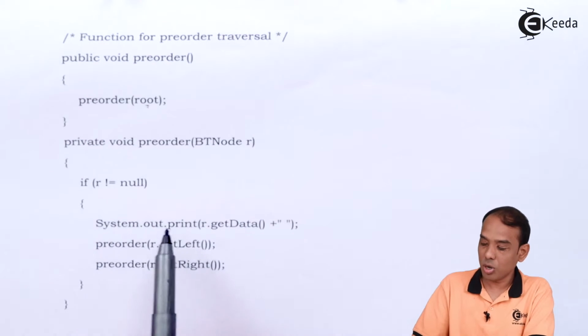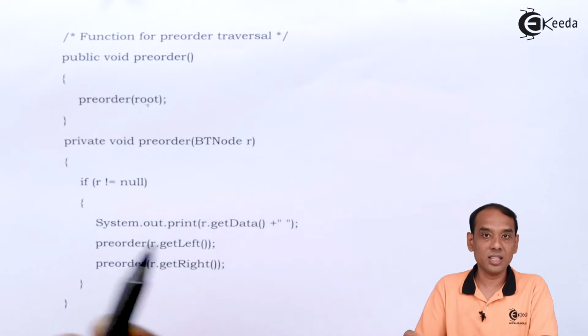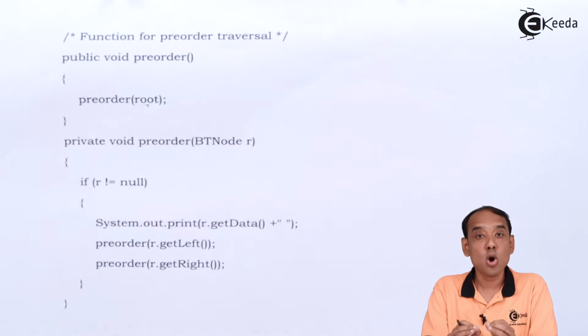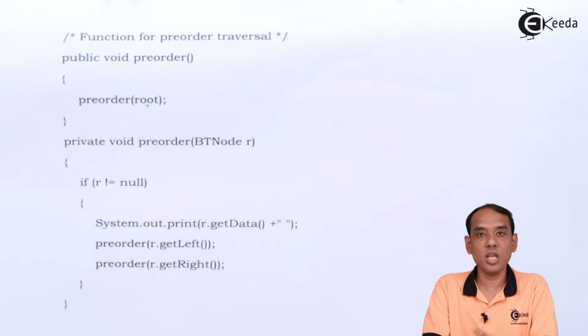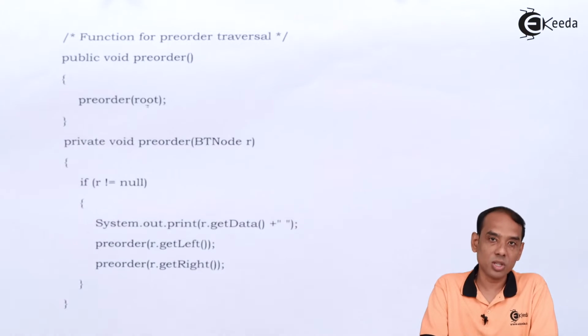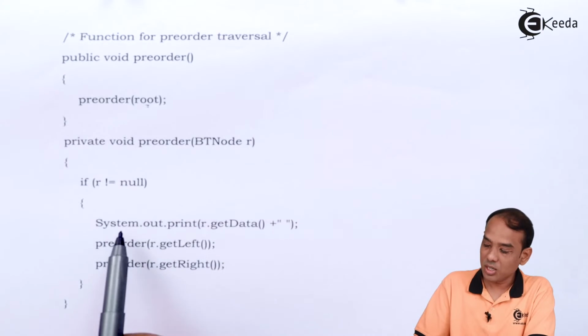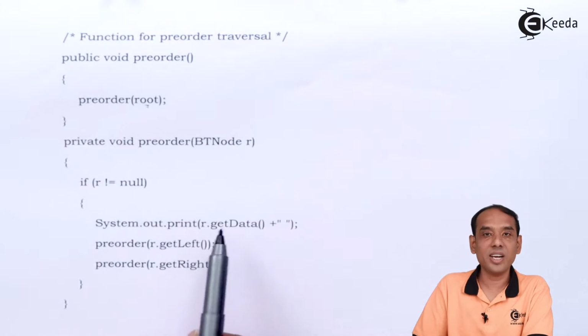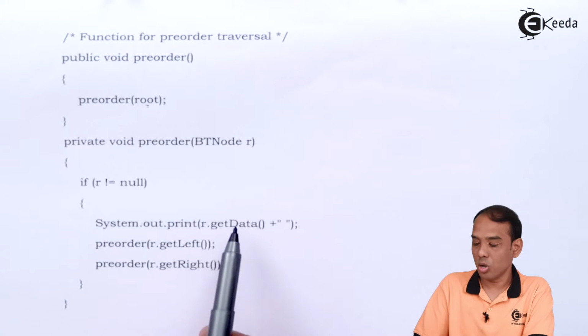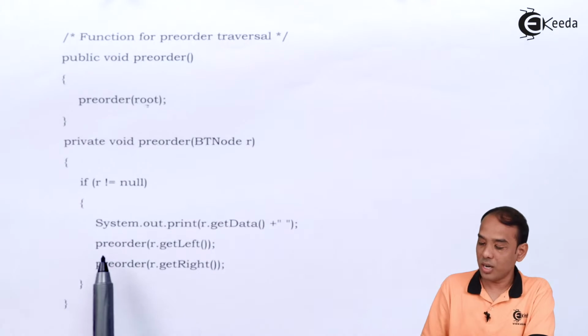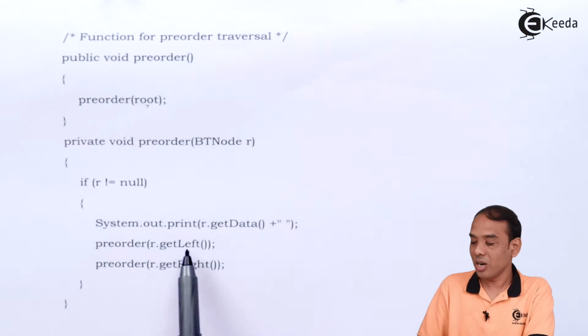Hence we write System.out.print(r.getData()). That is, we are going to print the data of the root node first, then we will move to the other nodes. That is, we are going to move to the child nodes after we print the root node. Hence we write System.out.print(r.getData()). We print the data of the root node. Once this is done, then we are going to write preorder(r.getLeft()).